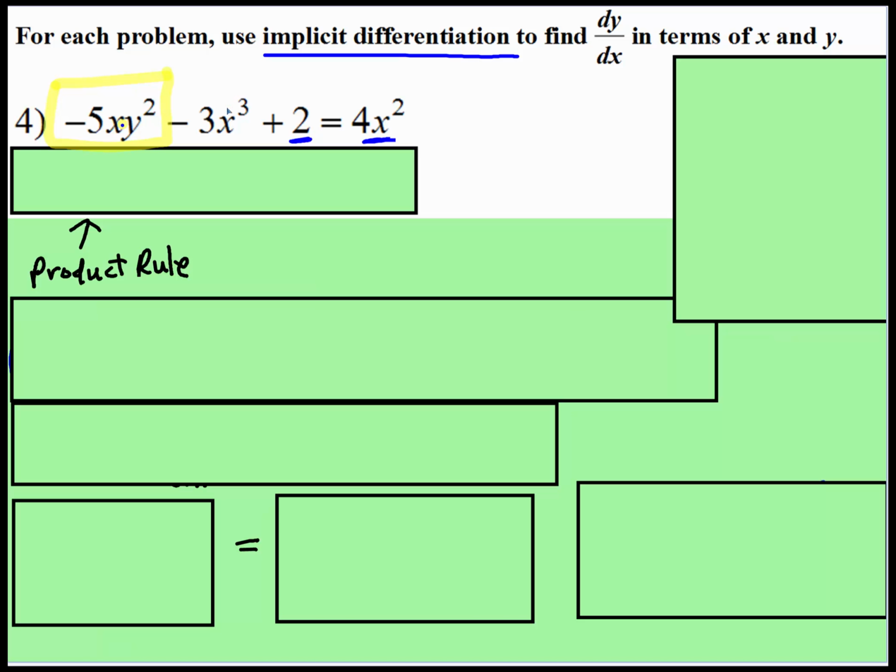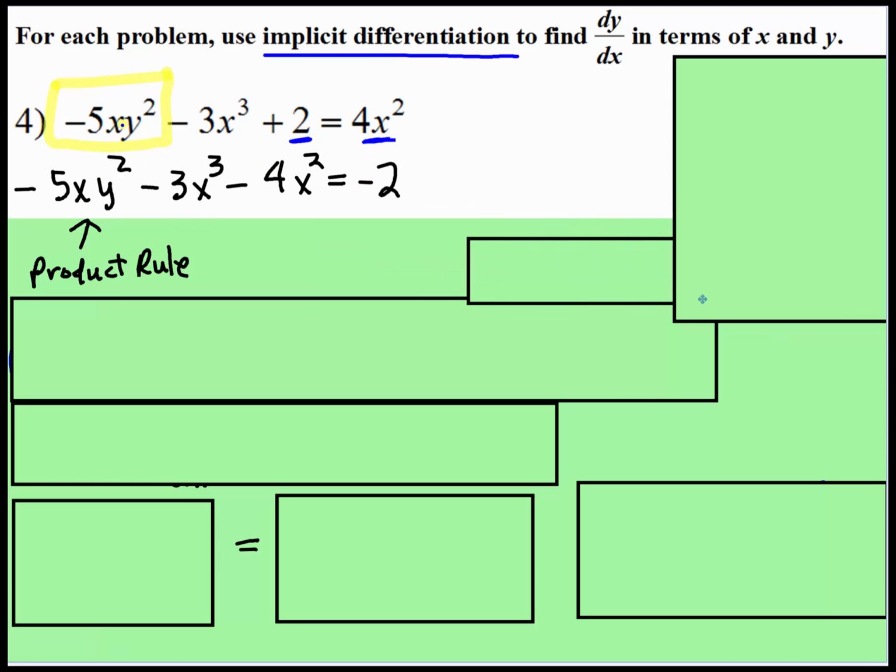So the first thing I'm going to do, I'm just going to move these two terms. So I'm going to subtract 4x squared on both sides, which gives me this. I'm going to subtract 2. Now that I have this, I'm going to go ahead and take the derivative of both sides. And then remember, we have a product rule.